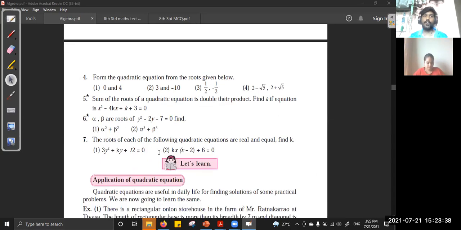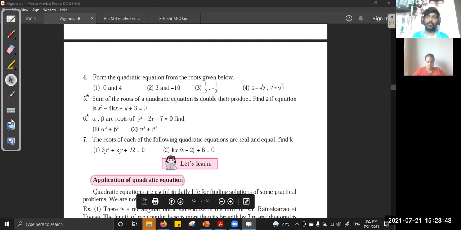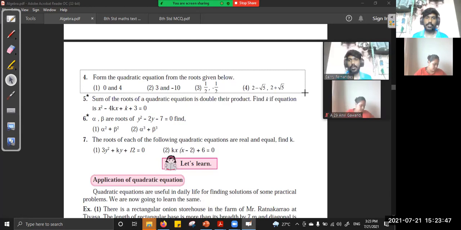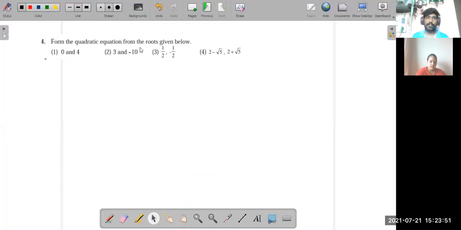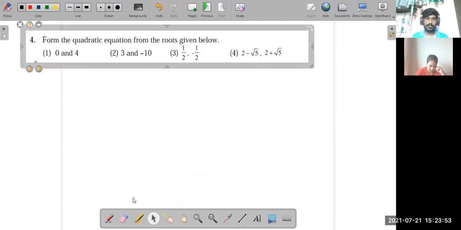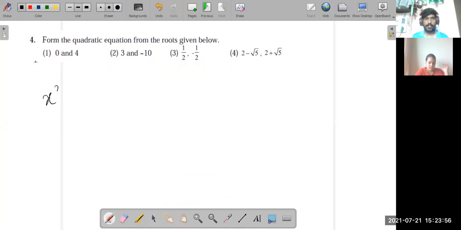Question number 4, form the quadratic equation from the roots given below. So now, can you tell me which formula to use here? x square minus (a plus b) x plus ab equals to 0. Just 1 minute, I'll just do it.